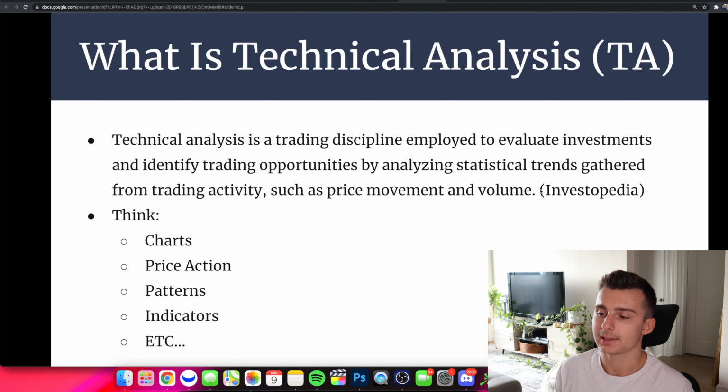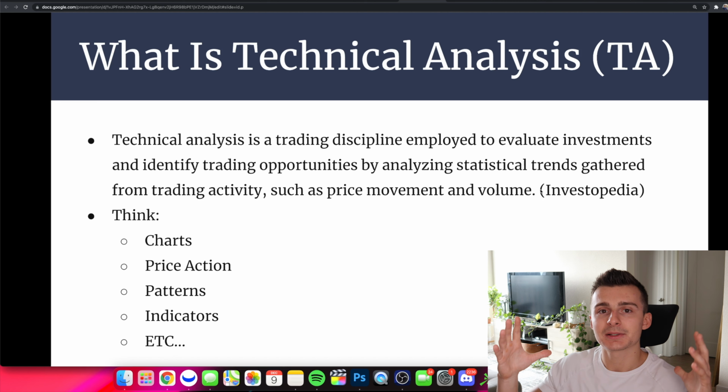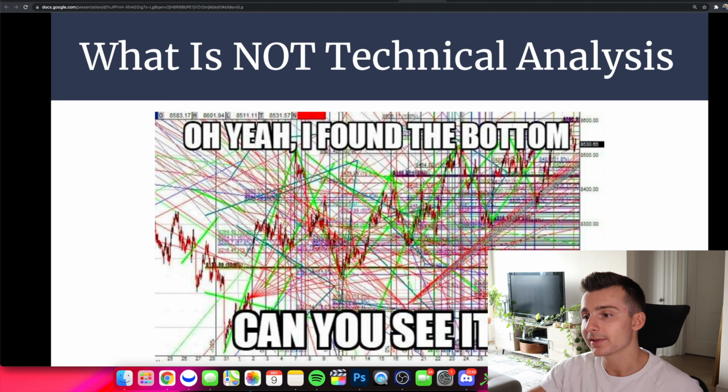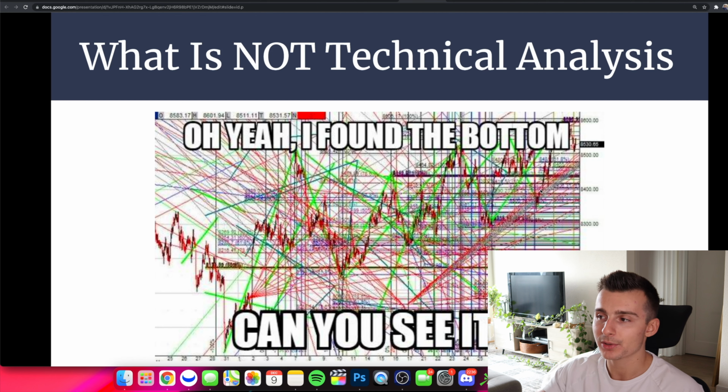And one of the biggest keys is going to be something that you probably have heard before, and that is support and resistance. We're going to cover that in detail here in this video. But I do want to clarify that this right here is not technical analysis. This is not what we're intending to do.